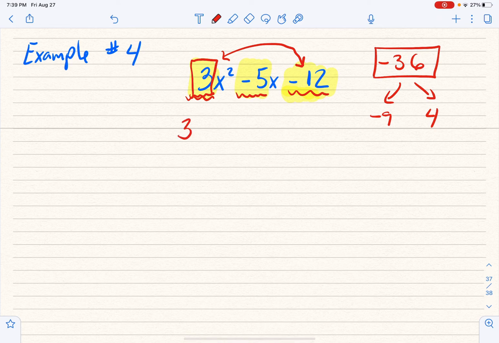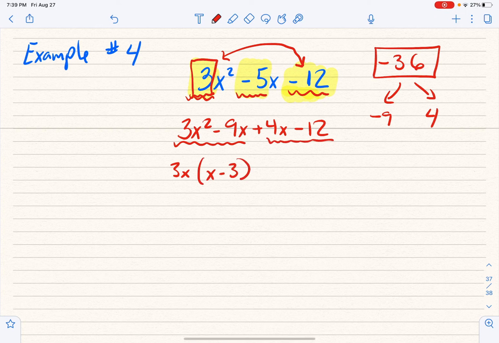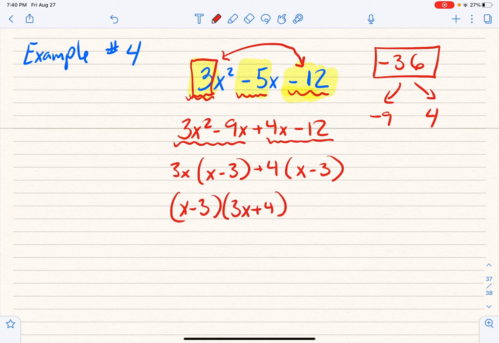So what I do is I break this up and say 3x squared minus 9x plus 4x minus 12. And I can factor what can come out of both of these. The answer is a 3x, which would leave me with x minus 3. What can come out of both of these? The answer is a plus 4, which leaves me with x minus 3. So then I factor out that x minus 3, and that leaves me with a 3x plus 4. There we go. And that's how we factor it.